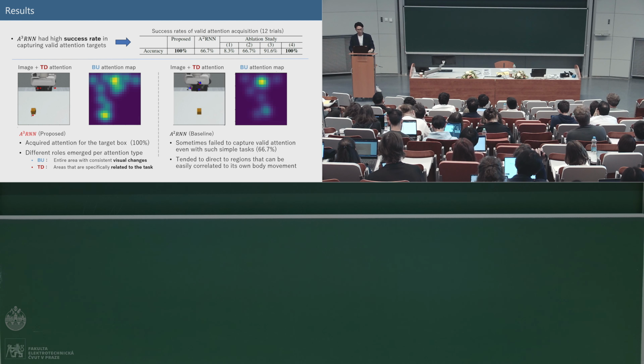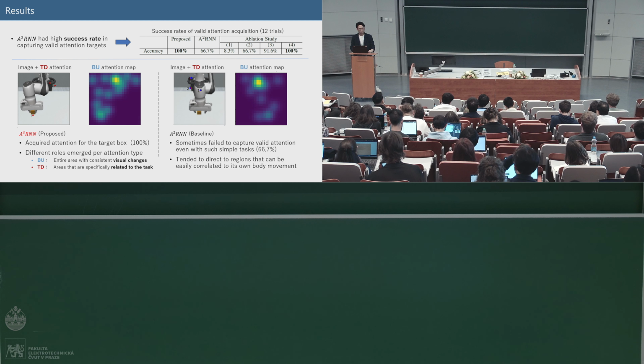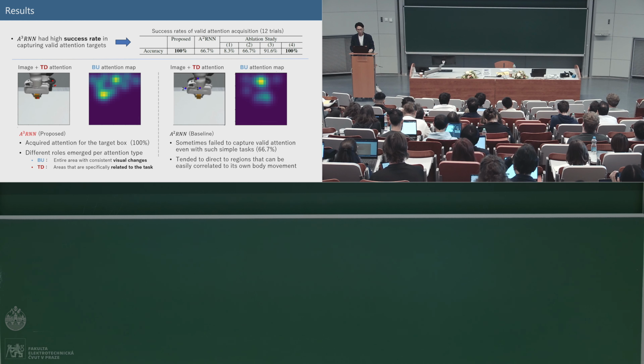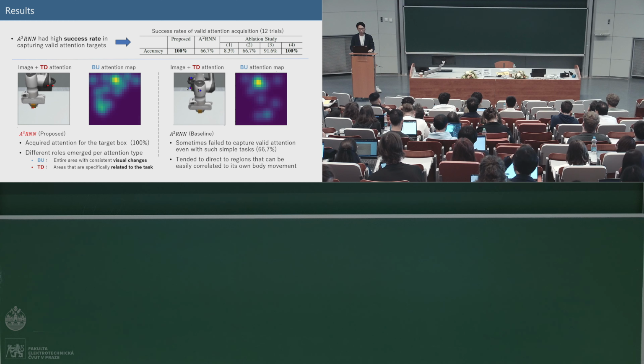So these are the results. First of all, the A3RNN had a high success rate in capturing valid attention points. In this case, the task was to pick up a box, so the valid attention should direct to the robot arm itself and also the box. As the table shows, we trained the model for 12 trials. In comparison with the baseline model, which is the original top-down model, the proposed model succeeded 100%, whereas the baseline model succeeded only about 66%.